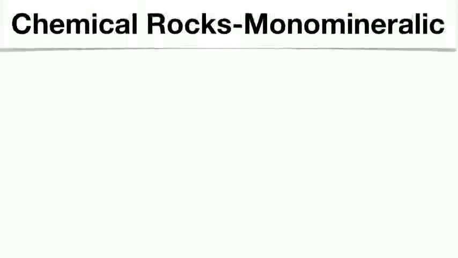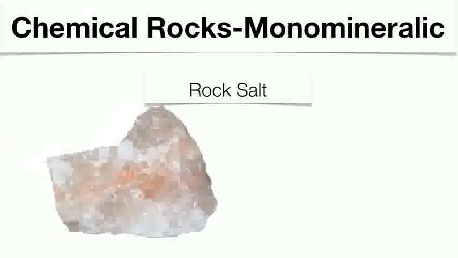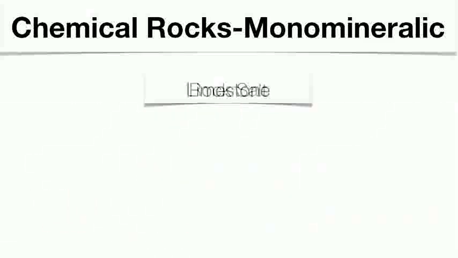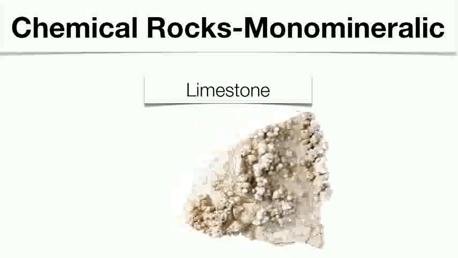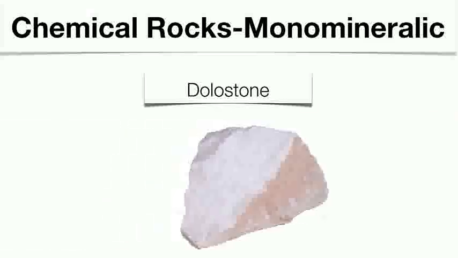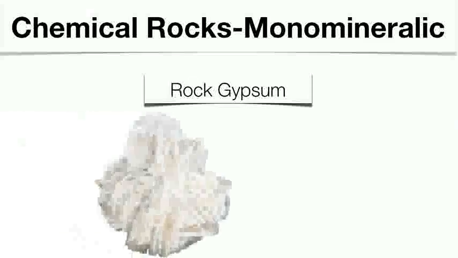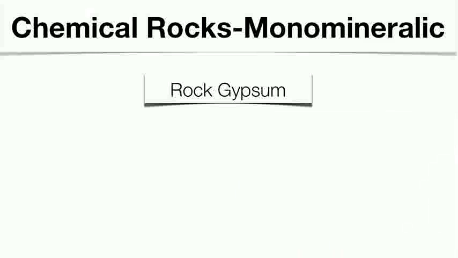Okay, so here's a couple of our chemical rocks. They tend to be monomineralic. Rock salt is made up of halite. Limestone is made up of calcite. Dolostone is going to be made up of dolomite. And rock gypsum is made up of the mineral gypsum. So you can see that the names of the rocks kind of correspond with the mineral that makes it up.